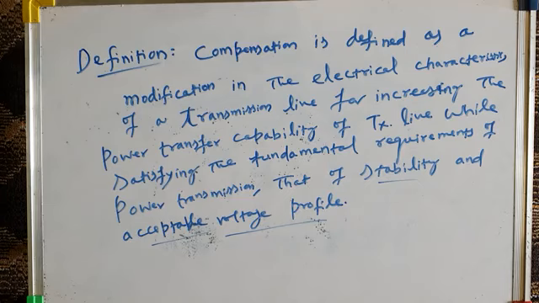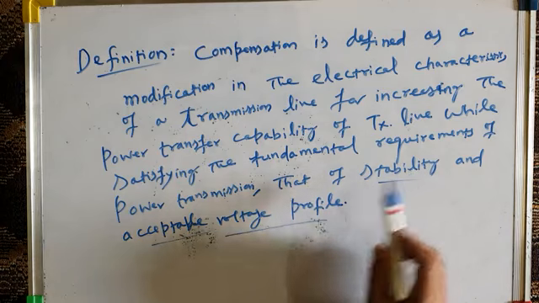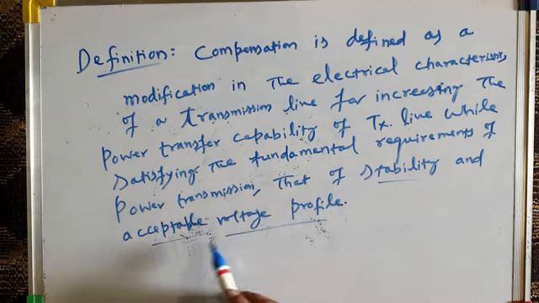So compensation basically means modification in electrical characteristics of a transmission line. We'll study that in next class. We'll use a shunt compensator, a series compensator, and a phase angle compensator, and we'll see how it modifies the electrical characteristics of a transmission system so that this system can carry more power while satisfying stability and acceptable voltage profile. So that is the definition of compensation.